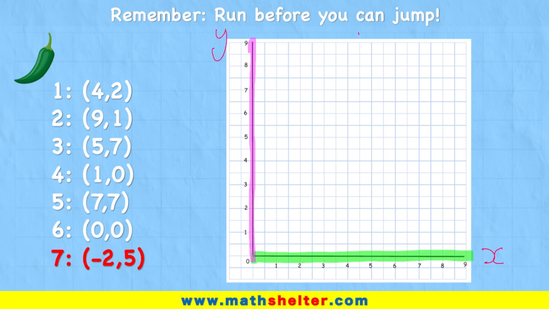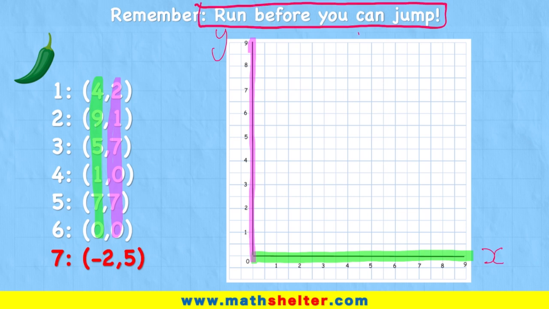But that still doesn't help us until we learn that every coordinate has the same rule, and that is the first number is always the number referring to the x-axis, and the second number is always the number that refers to the y-axis. And a little way that we can remember that is that we must always run before we can jump. And what that means is we go along the x-axis before we go up the y-axis, or run before we jump. So if you can remember that simple rule, that the first digit in the coordinate is the x-axis and the second number in the coordinate is the y-axis, then we are cruising.